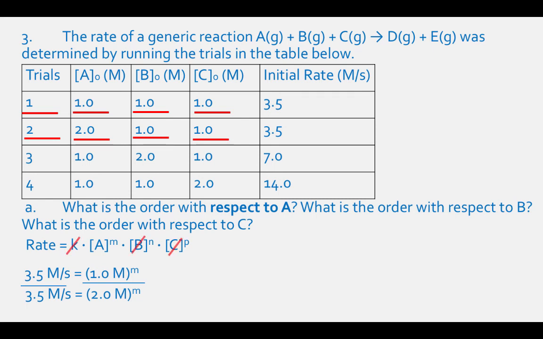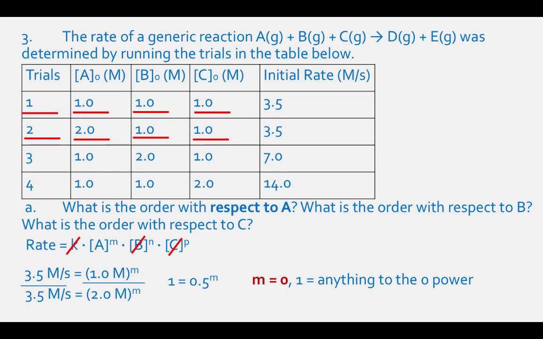The reason we can eliminate the rate constant K and the concentrations of B and C is because they will all cancel out from one equation divided by another. This is because the concentrations of B and C are unchanging in trials 1 and 2. We will have for our equation 1 equals 1/2 raised to the m power. m must be equal to 0 because 1 equals anything raised to the 0 power.